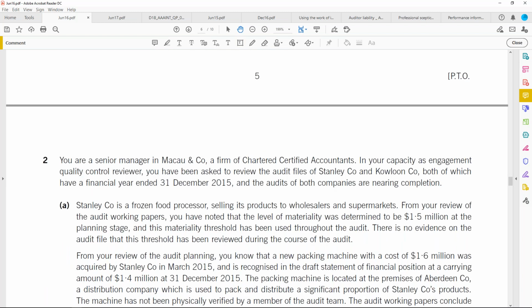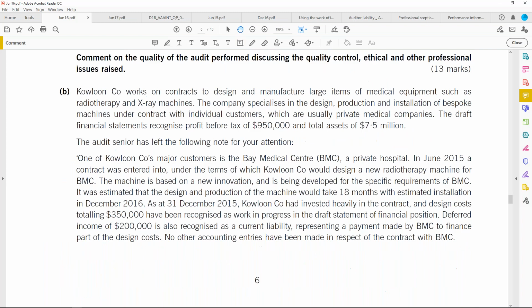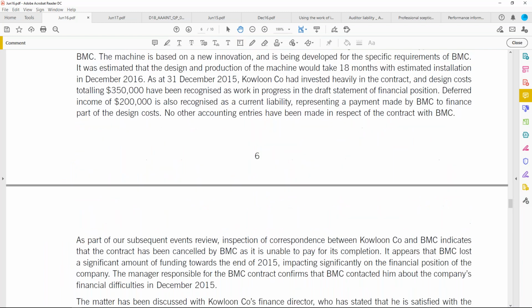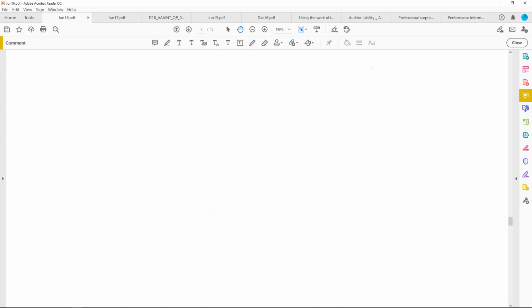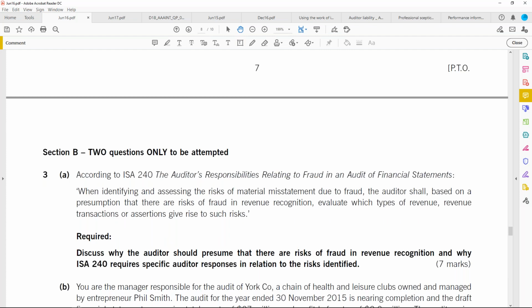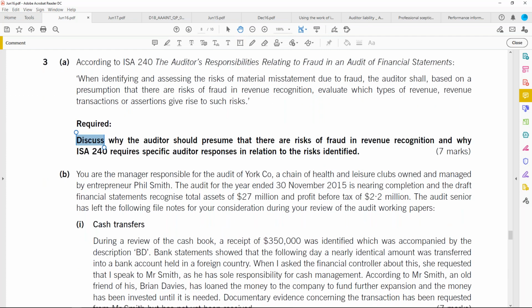In question number two, you have ethical, professionals, and quality control issues. That's not knowledge. The next question is the evidence, not knowledge. Okay, next question. Discuss why auditor should presume there is a risk of fraud in revenue recognition. This is a 7 marks question on ISA 240. Now you need to read the article on ISA 240.